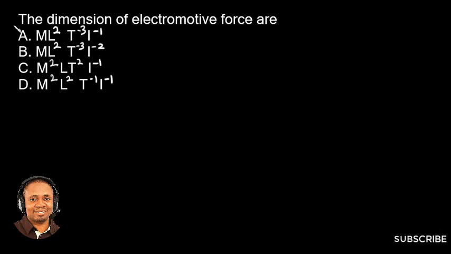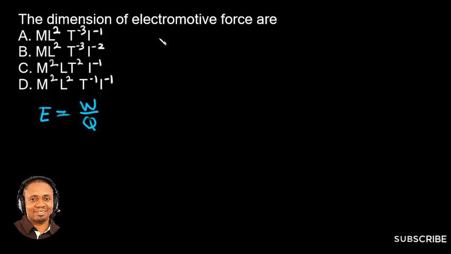This is question 1 of JAMB Physics 2018, which goes thus. The dimension of electromotive force are... The formula for finding electromotive force is E, which is electromotive force, equals work done, that is W, over charge. Okay, but we're going to break this down.